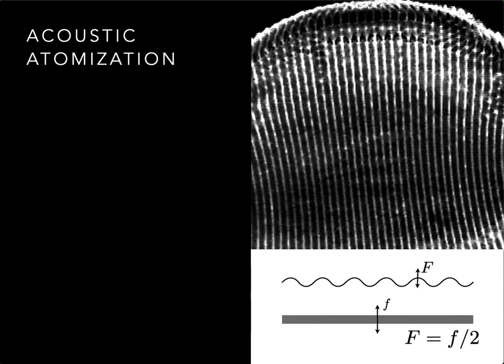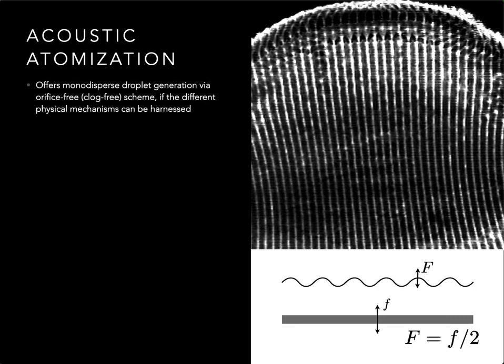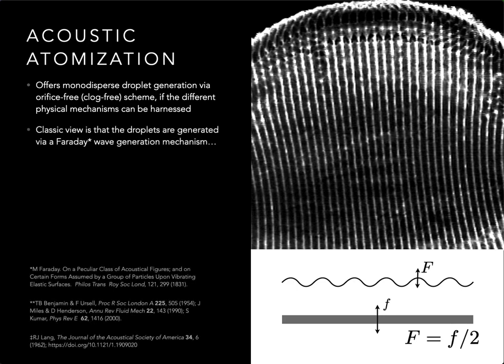Most of the atomizers that we consider in our particular group have to make use of acoustic waves, and this is a relatively classic technique. However, many of the details are actually quite troublesome. The advantages of acoustic atomization include an ability to generate monodispersed droplets via an orifice-free or a clog-free scheme, as long as the different physical mechanisms can be harnessed.